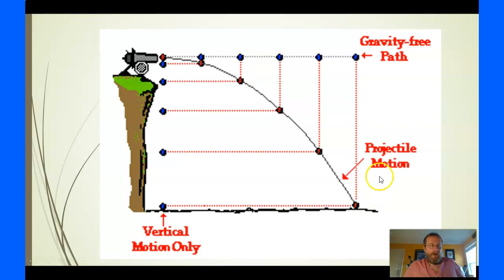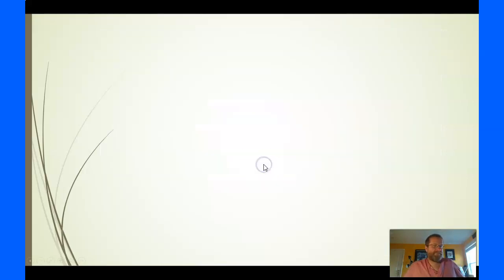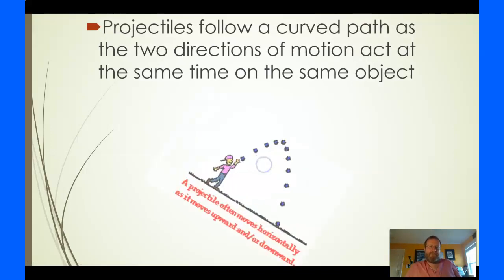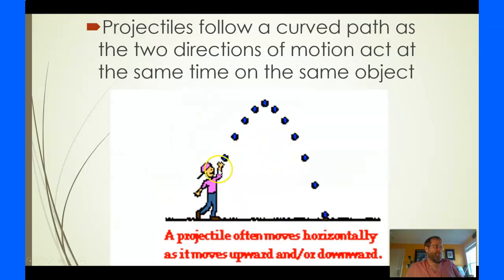Projectiles follow a curved path as two directions of motion act at the same time on the same object. You can even throw it up in the air. If you give it a little bit of forward oomph too, it follows a curved path. Gravity slows it down till at one point it has zero vertical velocity, still going sideways, but nothing up and down, and then it starts coming back down again because of gravity.